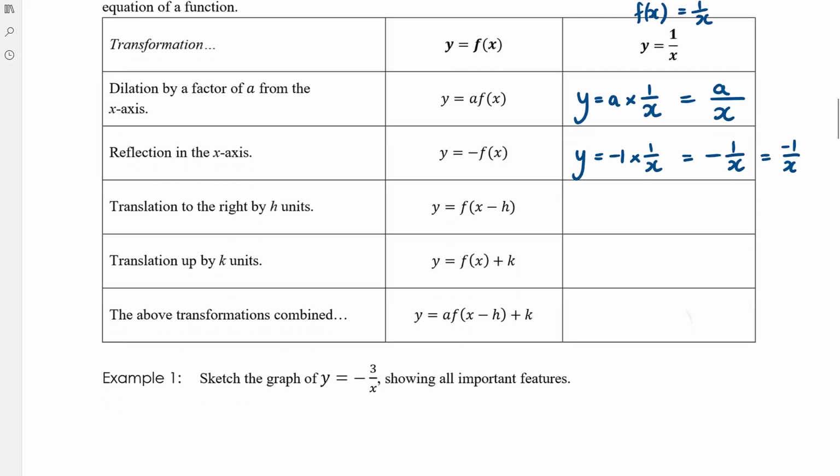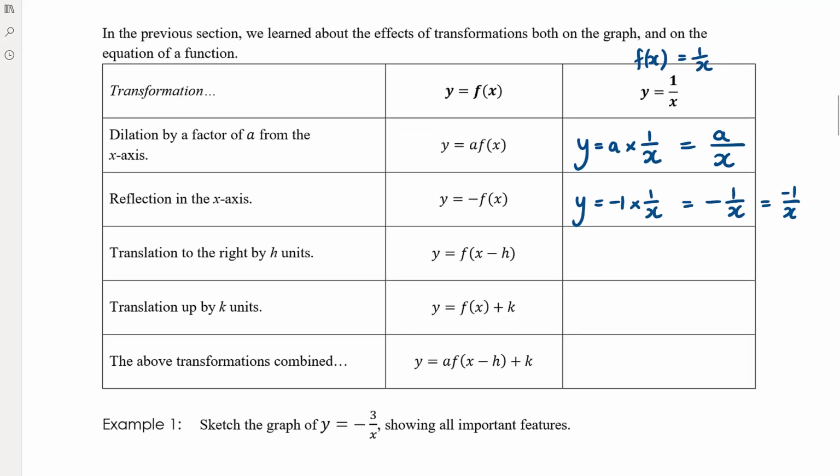Translation to the right by h units. This is where we replace the x part of the function with x minus h. So inside the function becomes x minus h, therefore we replace just the x part of the function with x minus h. So our function is now going to be 1 over x minus h. Translation to the right by h units.